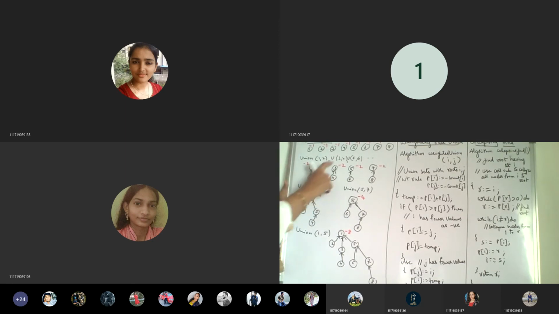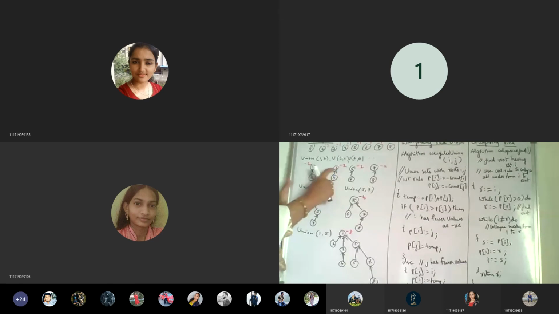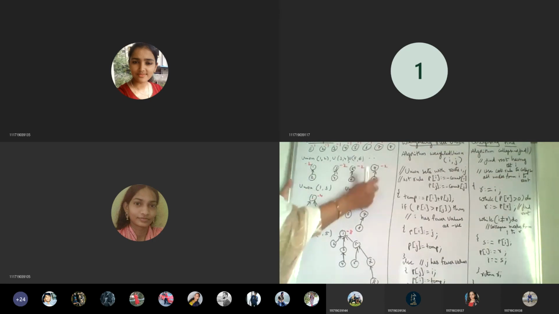Similarly here, when we do the union of 3 comma 4, 3 is a parent and 4 is a child, and from node 4 the arrow points up to the parent. Similarly, 3 is the parent, so it has a negative value, and 2 is the number of nodes in this tree. Similarly with 5, 6 minus 2, and 7, 8 also minus 2. I hope till here everything is clear for everyone.